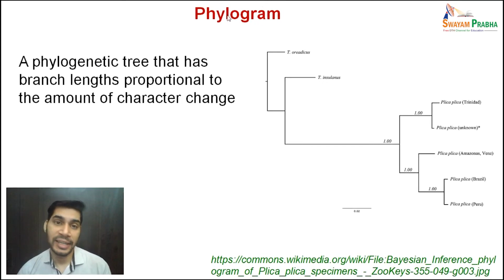Yet another category is called phylogram. A phylogenetic tree that has branch lengths proportional to the amount of character change is called a phylogram. So here the length of the branches represents the amount of character that it has changed. If it is a short branch, that means it has undergone a smaller change as compared to a longer branch, which means it has undergone a higher amount of change. So in phylogram, the branch length represents the amount of character that has changed.